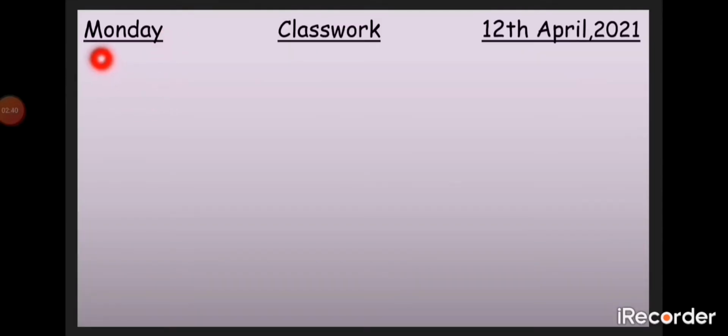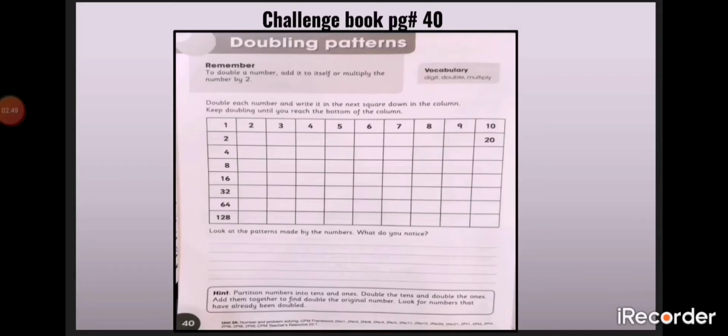Now your day and date slide. On the extreme left top, you write Monday. In the center, class work. On the extreme right top, today's date, 12th April, 2021. And you write your day and date on challenge book, page number 40 in a proper way.